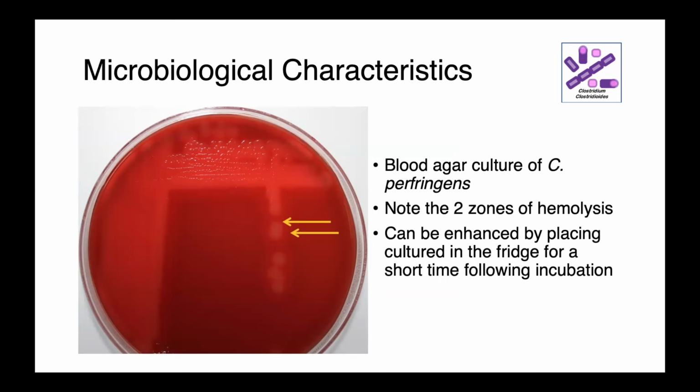These two zones of hemolysis can be really useful diagnostically. And in fact, we can enhance that second zone by placing a pure culture in the fridge for a short period of time. It's activated by cold.